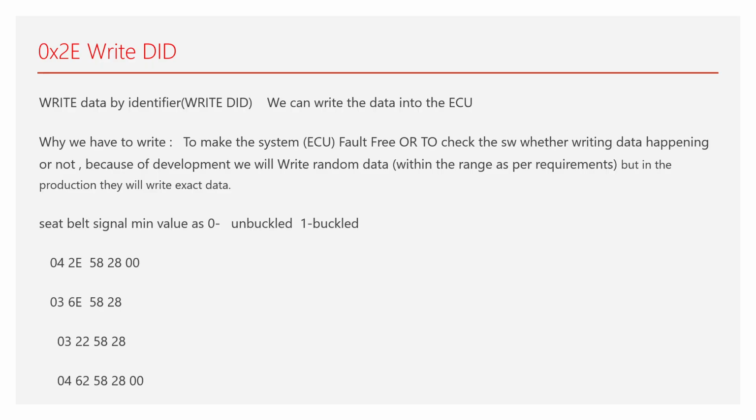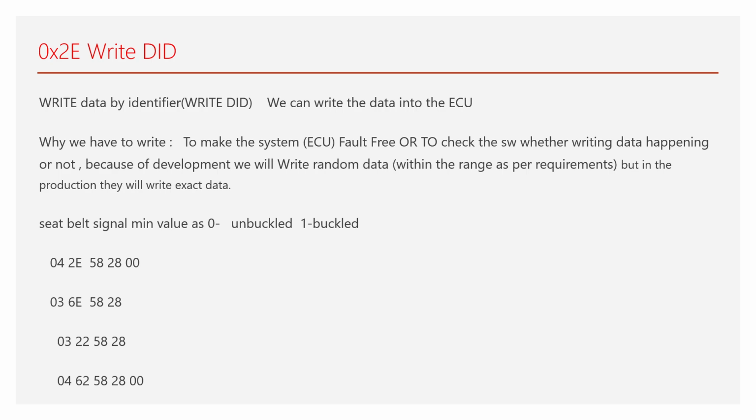In the last video, we discussed the three service and what the uses of the three service are, how it is useful to the UDS protocol for testing. We will discuss examples also. In today's video, we have the TUI service, which is nothing but write data by identifier. By using this service, we can write the data into the ECU.